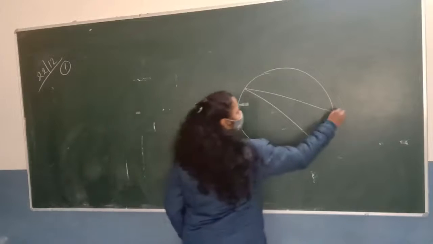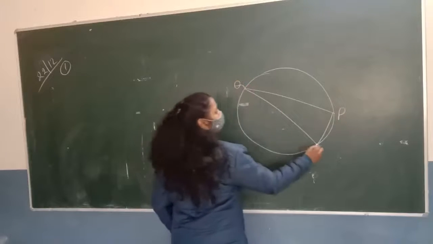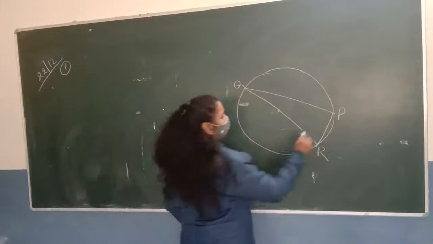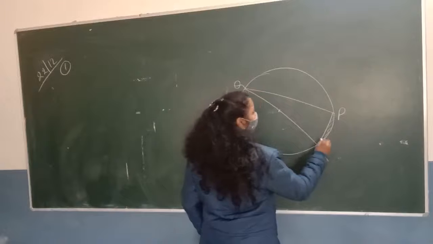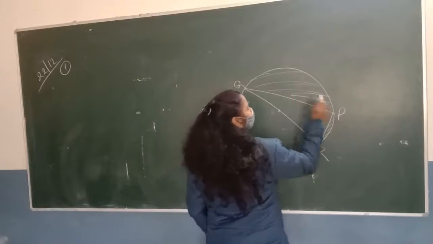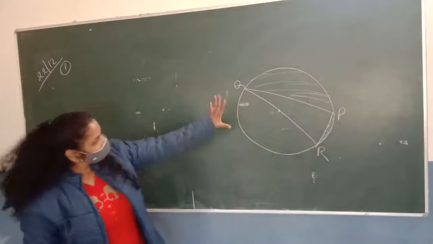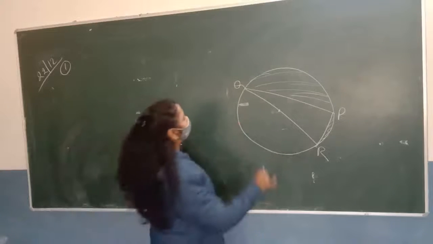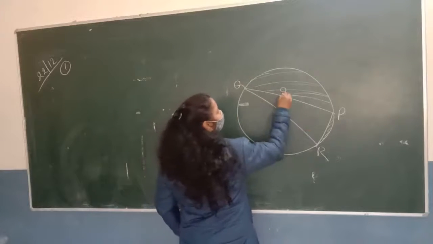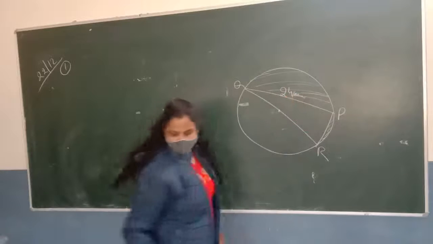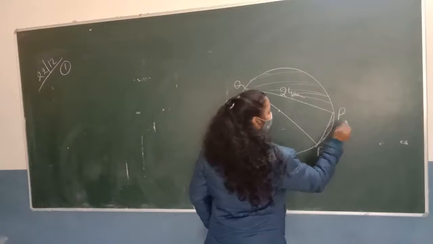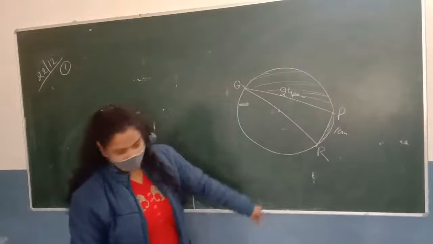PQR, where QR is the diameter of the circle, and you have to find the area of this shaded portion, this one and this one. This is a circle where PQ is 24 centimeter and PR is 7 centimeter. And you have to find the area of the shaded portion.